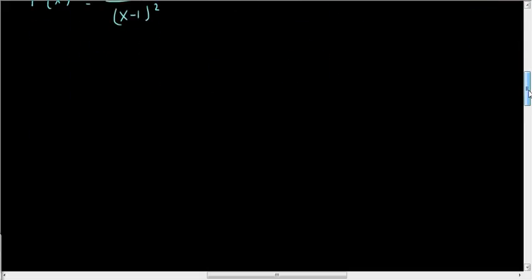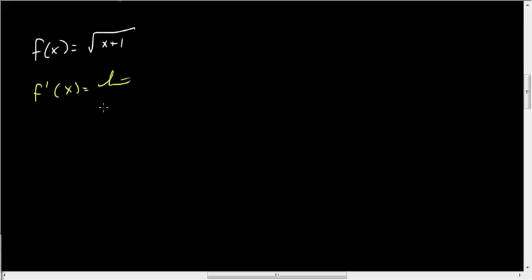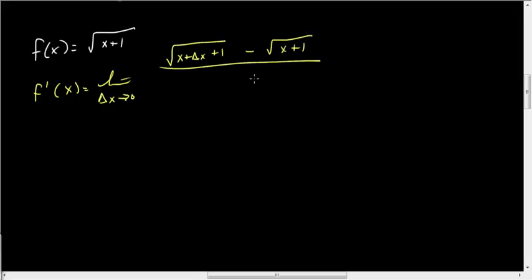The second example has to do with square roots. So we get f of x is equal to the square root of x plus 1. Now f prime of x is equal to what? Well, it's the limit as change of x tends to 0 of square root of x plus delta x plus 1, minus square root of x plus 1, all over change in x. Now we have to try to do something with this.